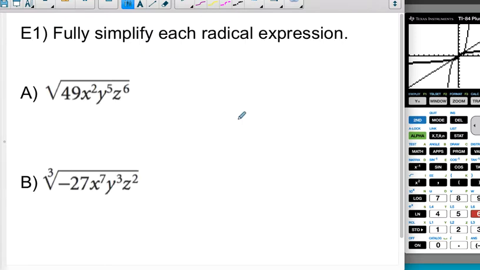All right, so I'm going to go ahead and clean some stuff up a little bit. We're going to fully simplify each radical. Now, a trick with variables is that variables can vary. Because of that, I have to put an absolute value. So I know that when I pull the 49 out.